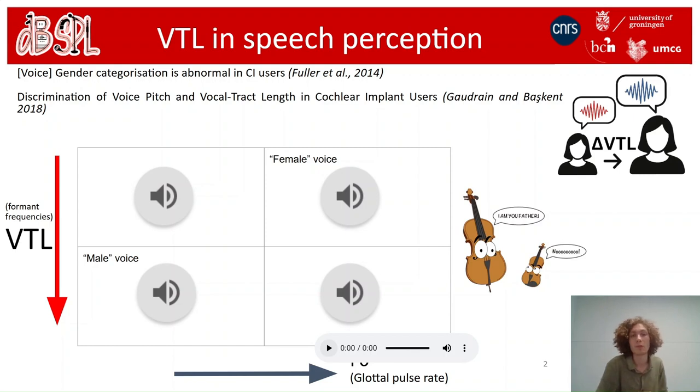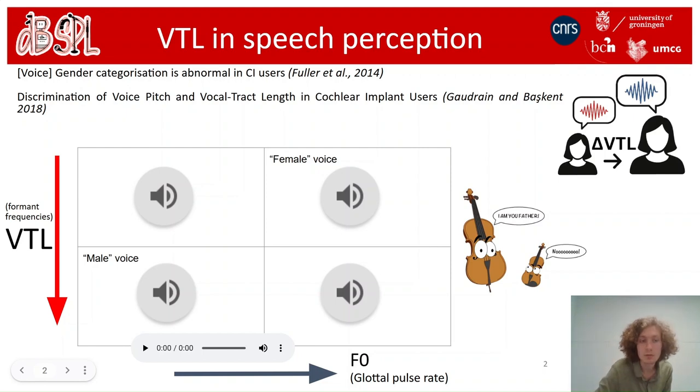So Fuller et al. found that both these voice characteristics are also used for gender categorization. So if you use both, then you get a perceived male voice. Also found by Fuller is that CI users don't actually use this VTL information for gender categorization. So our question is why?